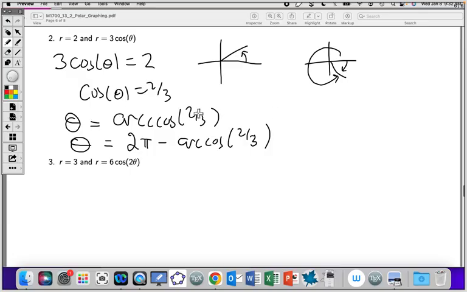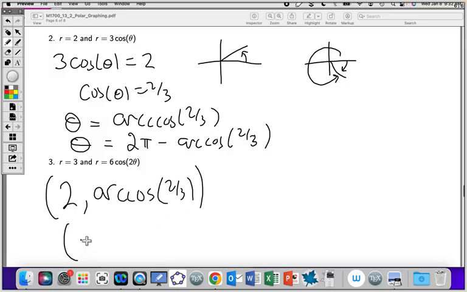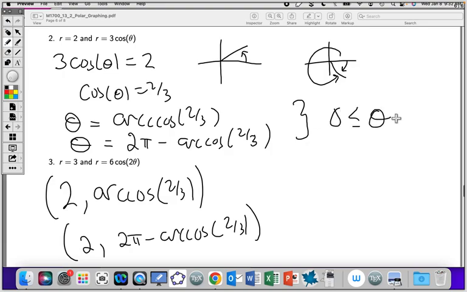what would the points be then? Well, you can plug this into either one of these equations. I should get r equals 2 out. Well, there's no theta to plug in there, so you're going to get 2 all the time. So the two intersection points we're getting are 2 comma arc cosine of 2/3 and 2 comma 2 pi minus the arc cosine of 2/3. These would be angles between 0 and 2 pi. We'll have to get some decimal approximations if we want to check, just to see how things shake down.